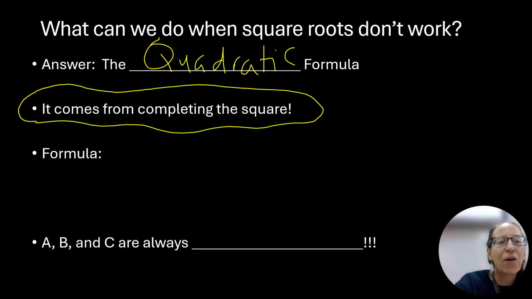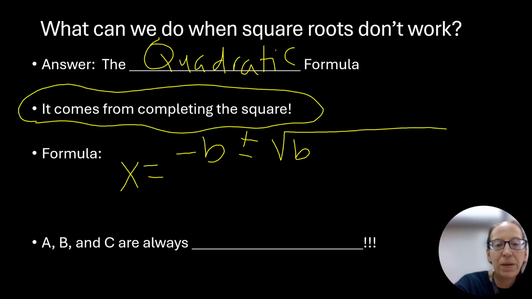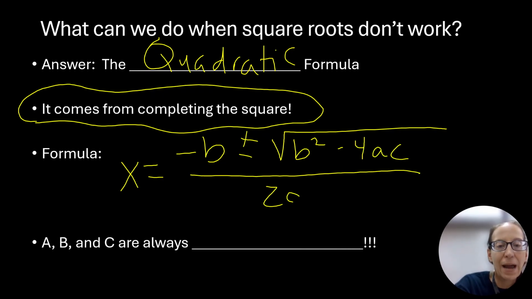So, all right, here's what the formula is. It's a gigantic fraction with lots of negatives in it. The opposite of b, plus or minus the square root of b squared minus 4ac, all over 2a. All right, there it is.